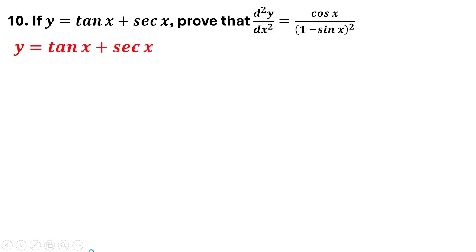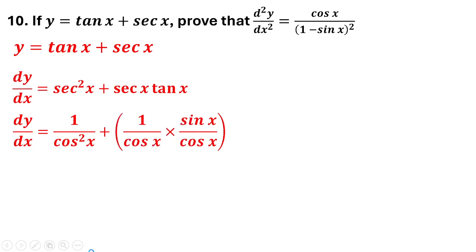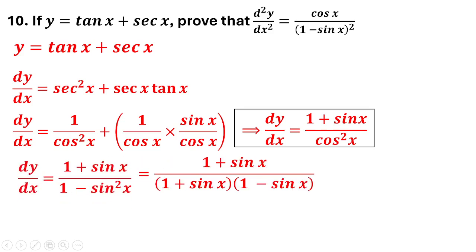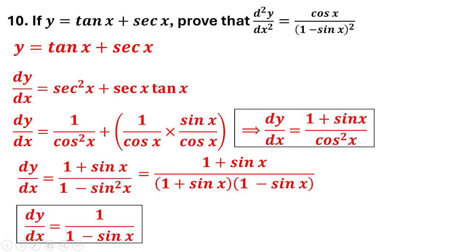Let us see. y is tan x plus secant x. You know the derivatives: secant square plus secant x tan x. Convert everything in terms of sin and cos. Take LCM. You will get 1 plus sin x by cos square. Now what is cos square? 1 minus sin square. It will get cancelled. Therefore, you are getting dy by dx as 1 upon 1 minus sin x.